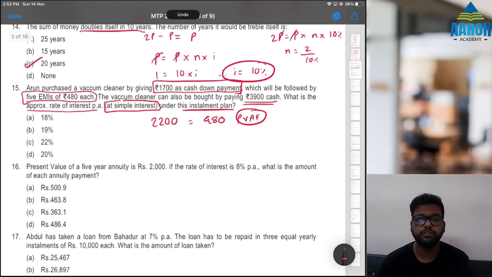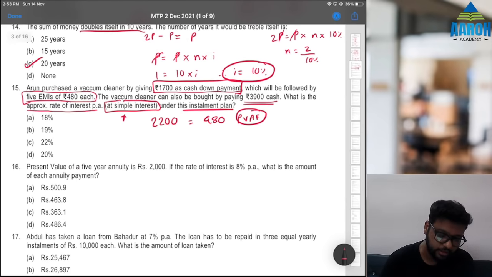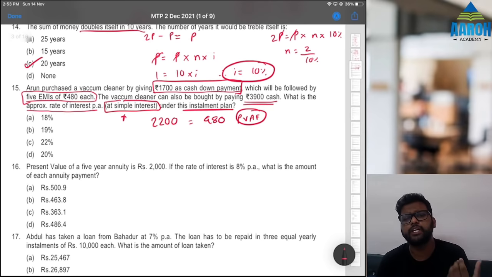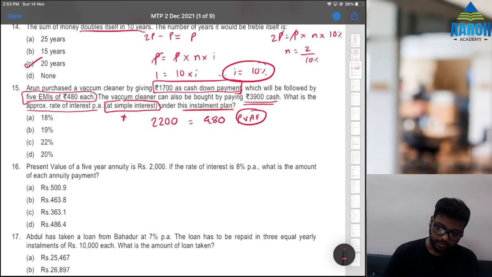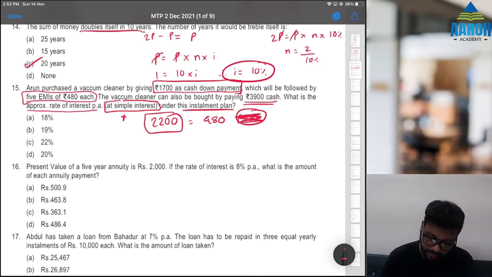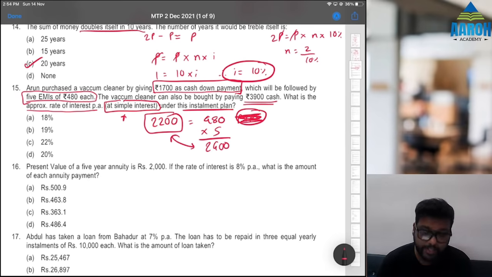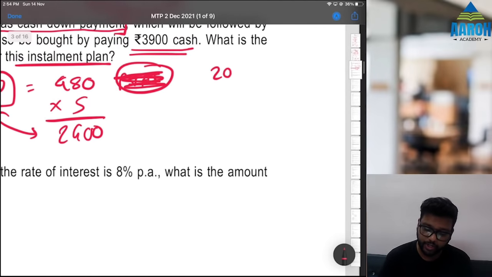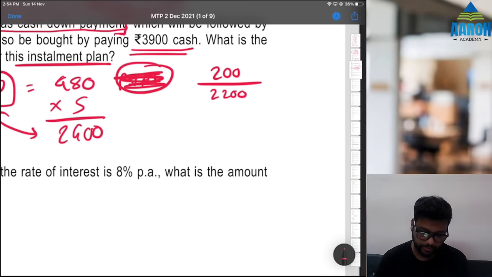So let's do it as they are saying. They want us to calculate simple interest, so let's calculate simple interest. How to calculate it now? Understand, we have to pay 2200 today, but we are paying 480 into 5. 480 into 5 is how much? 2400 we are paying. That means how much interest are we paying? We are paying 200 rupees interest for a loan of 2200. That means how much percent?